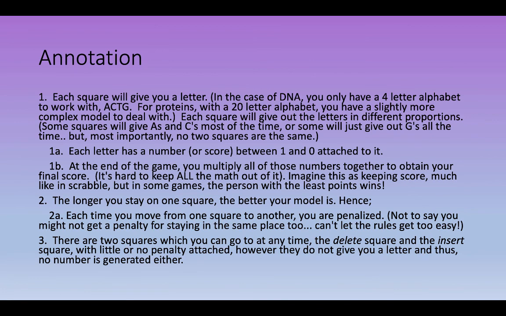And what you end up with is a pretty drawn out game here. So these are all the rules of the game. I'm not going to belabor every single one of these rules, but basically, every square gives you a letter. DNA has 4 letters, proteins have 20 letters, and for each one of these there's some sort of score attached to it, between 0 and 1, and what you're trying to do is get the best score. The longer you stay on any one square, the better your model is. Each time you move to a new square, there's going to be some kind of penalty, because that's going to cause you to lose points, to lose score.